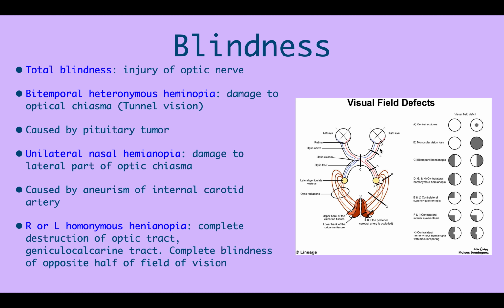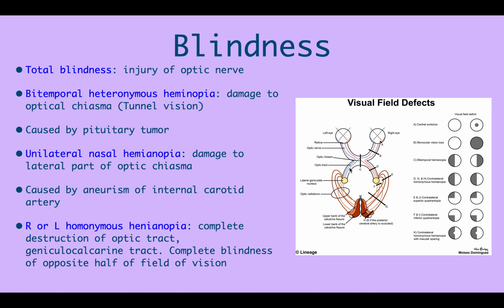So bitemporal heteronymous hemianopia is going to be a problem with the chiasm. So there's going to be problems with decussation. Remember, lateral fields cross over. If the lateral fields are gone, you're going to have something called tunnel vision. So it's going to be black on the periphery, but your center vision is going to be okay. Usually caused by some kind of pituitary tumor compressing on the chiasm.